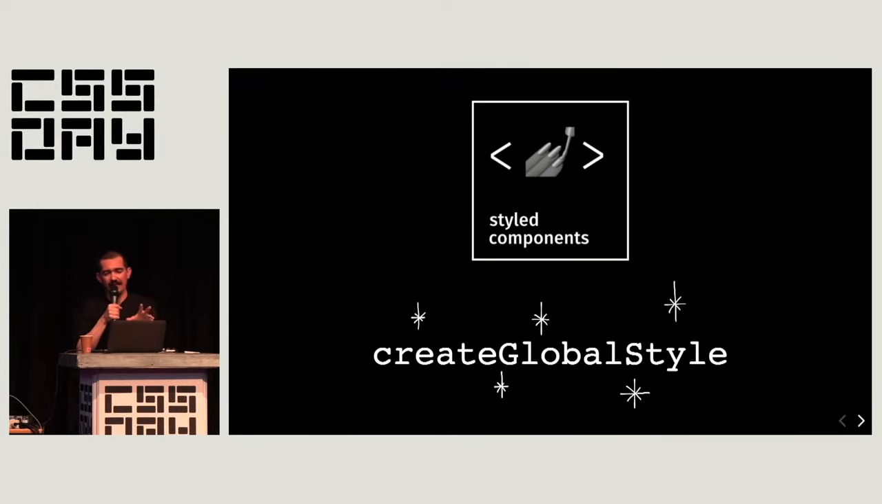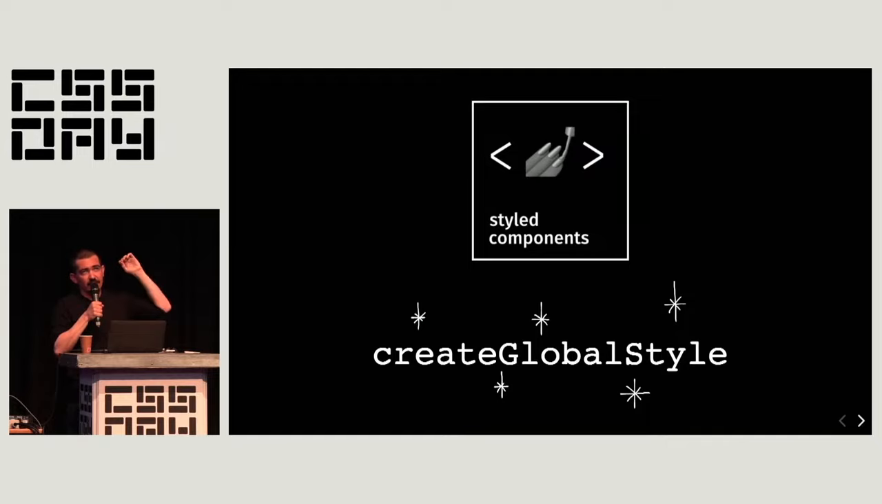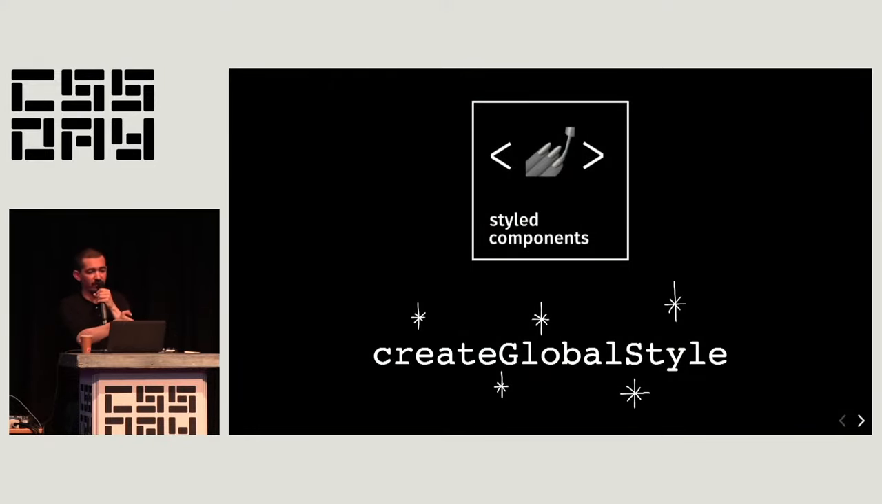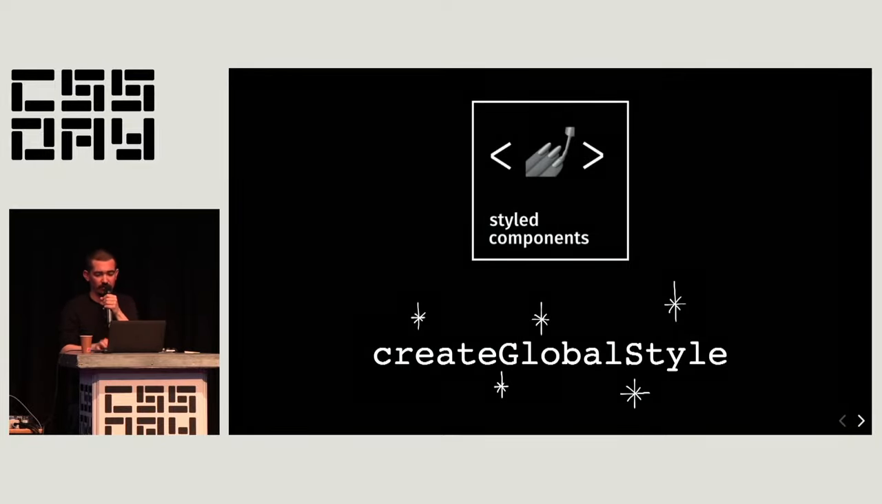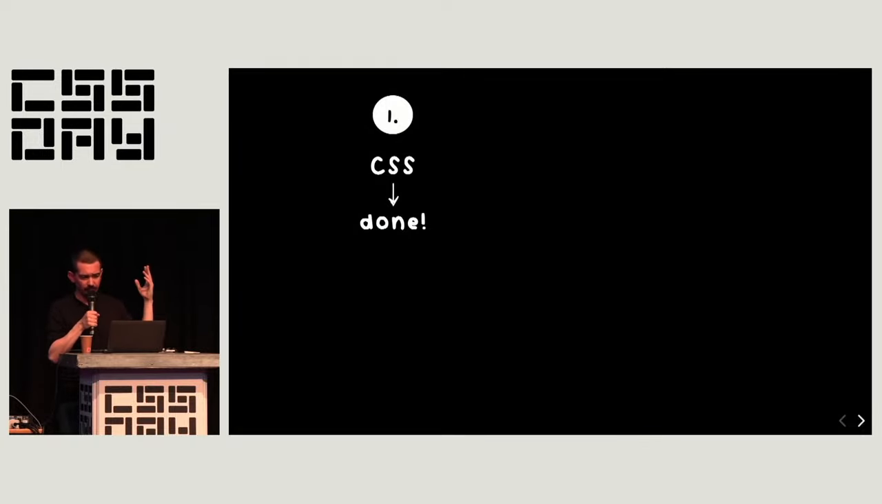The thing I'm getting at, though, is that so good is CSS at doing what it does without any help with tooling and that kind of stuff, that even libraries which are specifically designed to artificially modularize CSS give you an escape hatch which lets you just write CSS as you would normally. That's the case with styled-components. You have createGlobalStyle, which just injects a style sheet into your page. So you can write CSS one of two ways. The first one is pretty simple. Just write some CSS, and you're done.